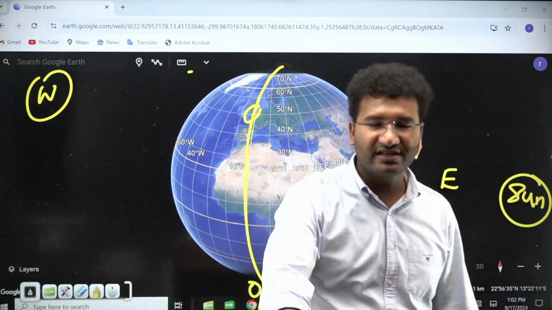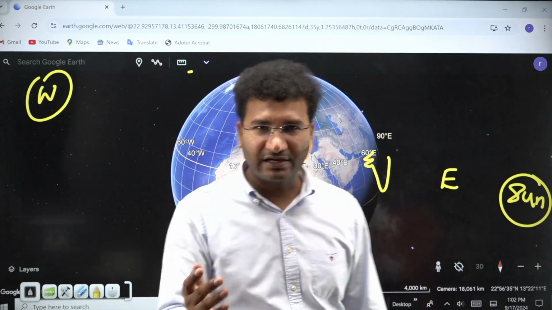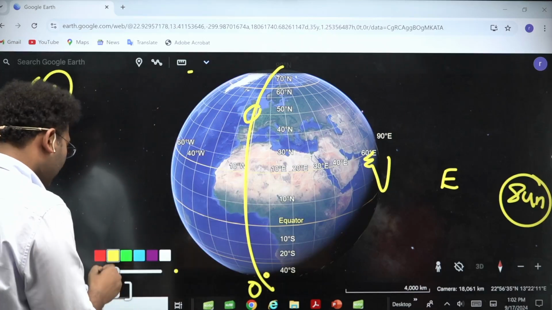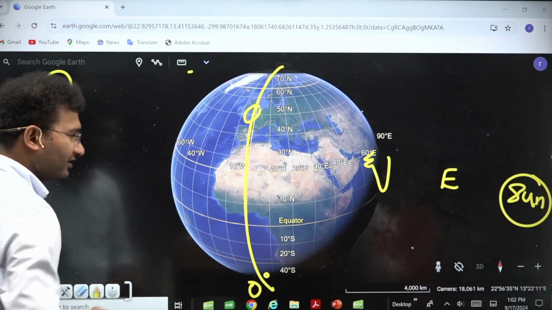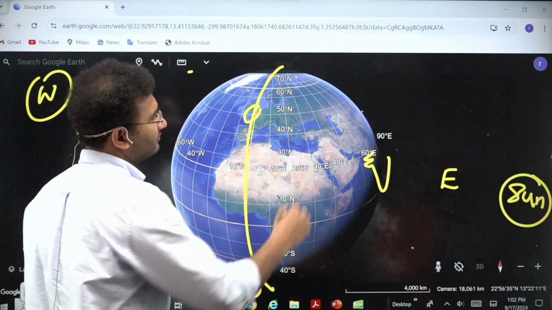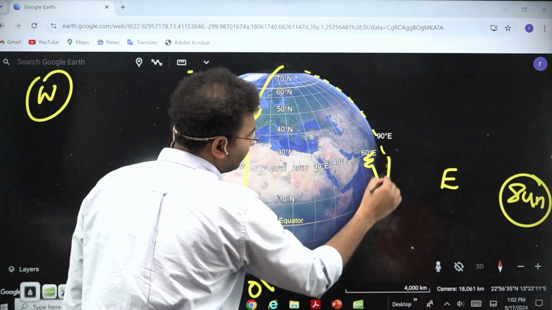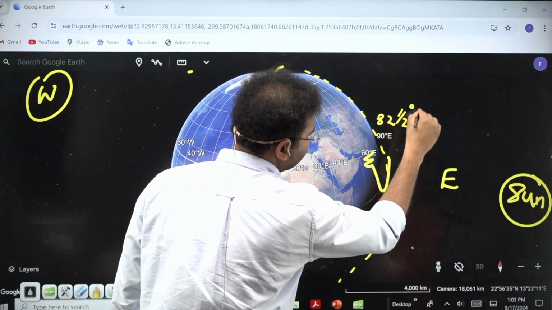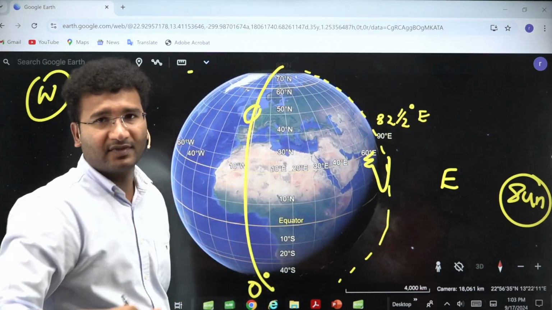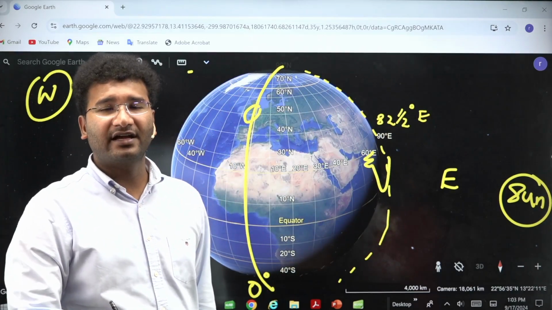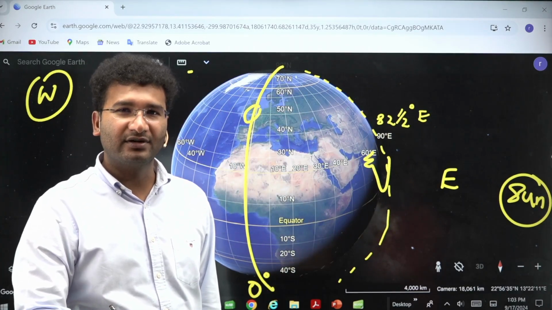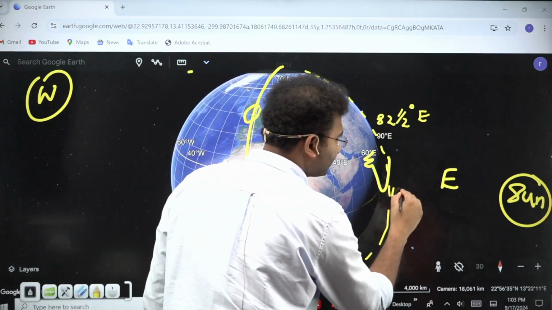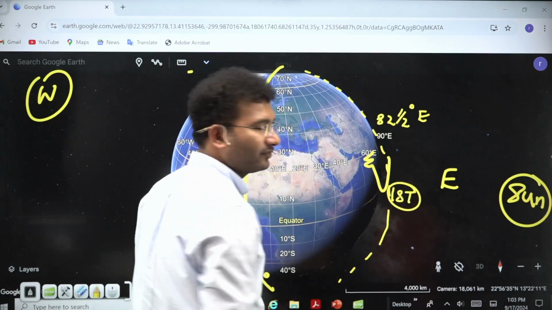Yes, so that's the reason why we have taken that international dateline. But let me tell you, before I teach you the concept of international dateline, the concept of time. Look here, this is the longitude of 82.5 degrees eastern longitude, right? And this 82.5 degrees eastern longitude is the Indian Standard Time longitude.